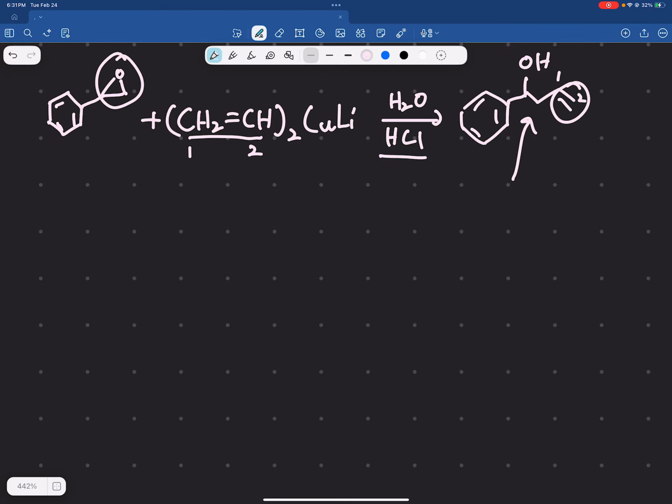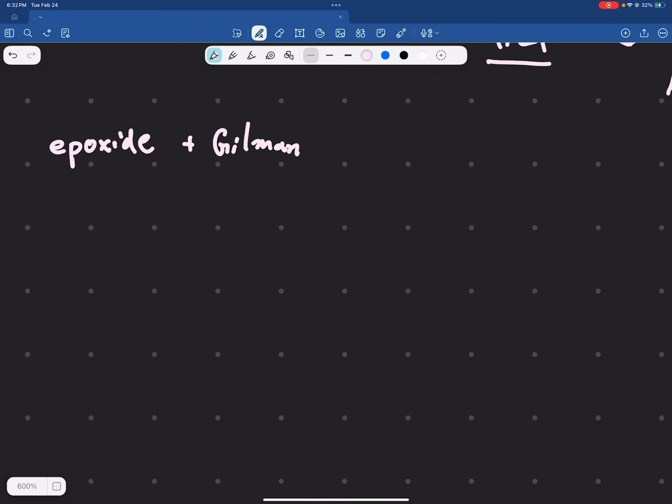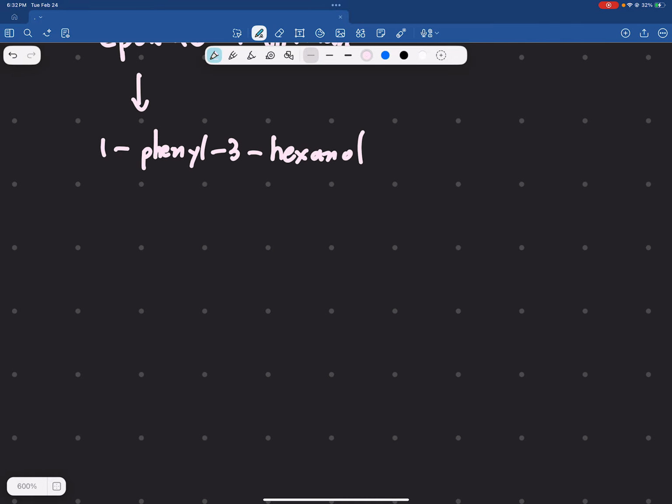Let's do another example. What are the two combinations of epoxides and Gilman reagents that can be used to synthesize 1-phenyl-3-hexanol, which is going to look like this?